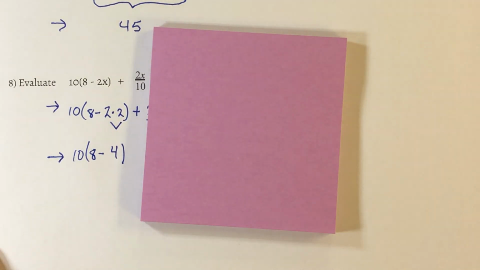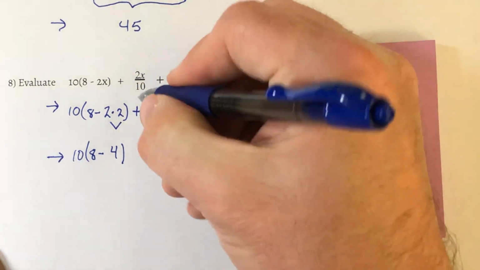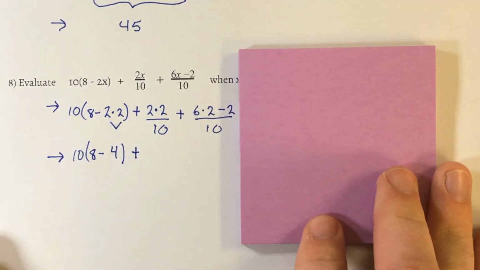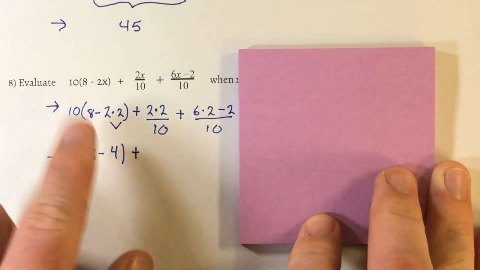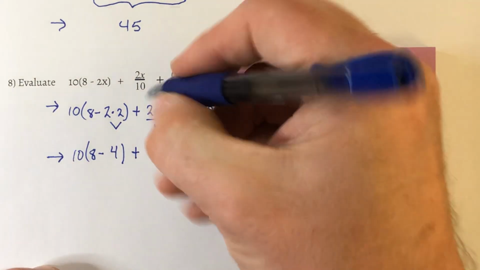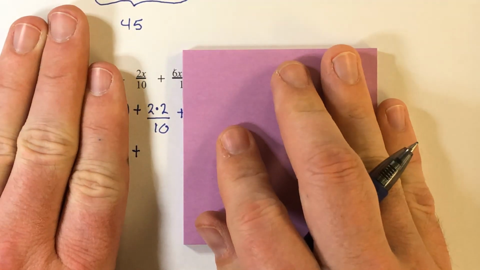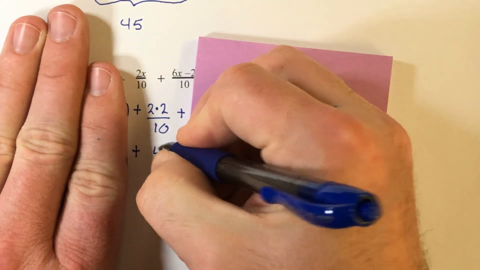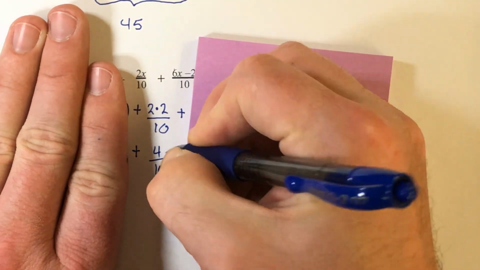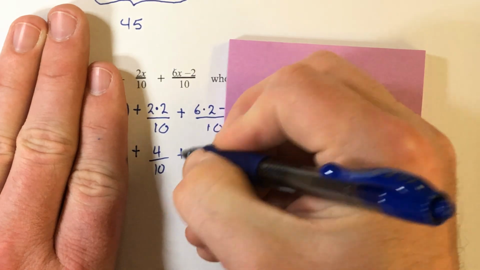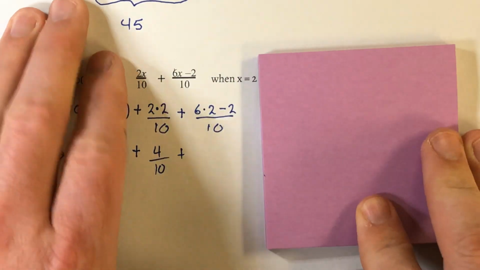One step. Promise, it'll be easier. All right, bring down your plus. Not to mention, your math teacher probably won't give you credit if you don't show all your work. All right, 2 times 2, only one step, so that's 4. Bring down your over 10. Bring down your plus. Last step.